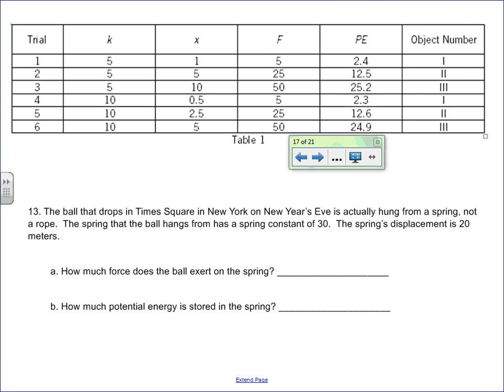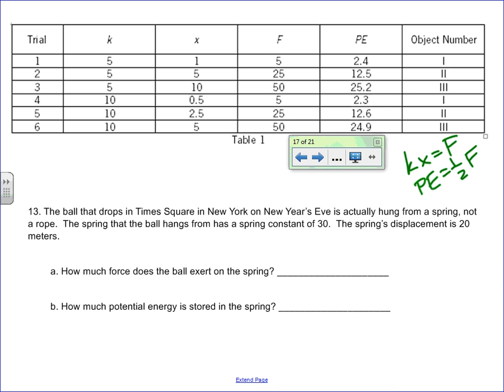Alright, if you are pressing play at this point, that means that you are ready to go for questions 13 to the end of the passage. So let's start with 13. 13 gives you a new scenario. You've already built the model. In your head, you've built the model on the paper that says that K times X equals F. You've already built the model that PE equals 1/2 F, sorry. Alright, so you can't forget the two models we've already built. So now if we use that model for the new situation, the ball that drops in Times Square in New York on New Year's Eve is actually hung from a spring, not a rope.